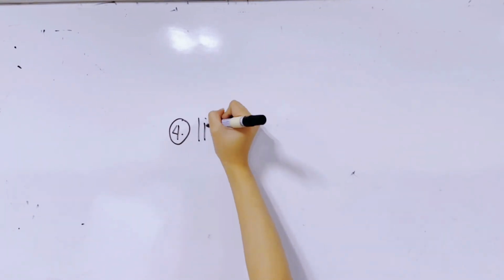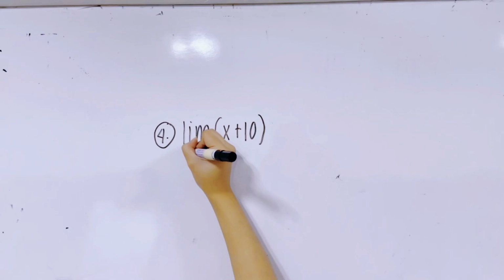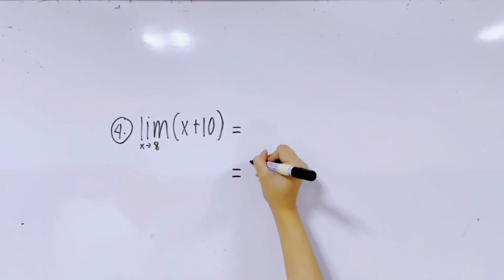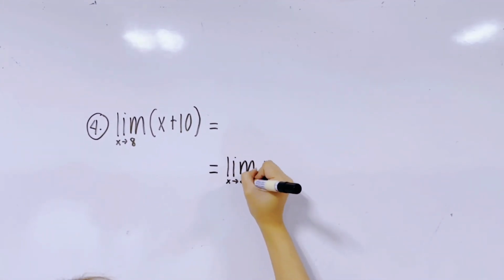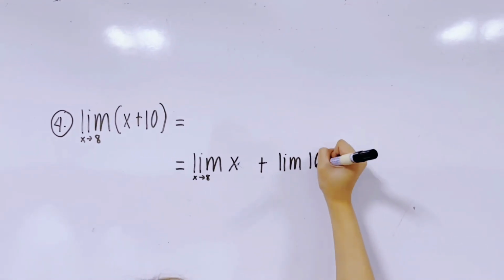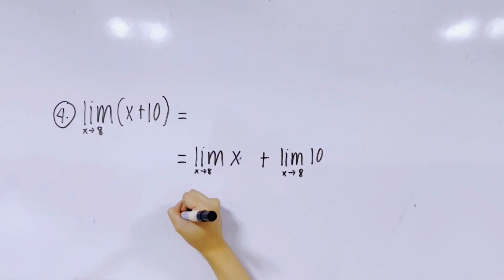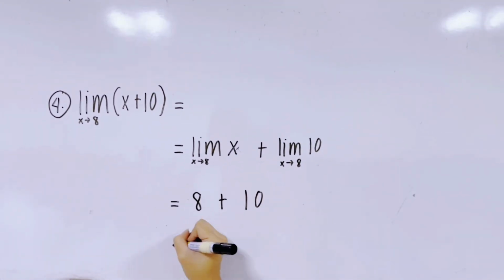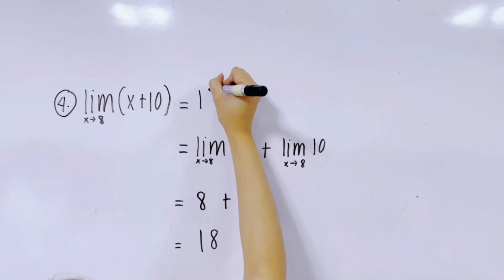The limit of the sum of two functions. Number 4. The limit of x plus 10 as x approaches 8. We can dissect the equation first, which would result in the limit of x plus the limit of 10, both of which with x as it approaches 8. Simplifying it, we'll get 8 plus 10 with a final answer of 18.